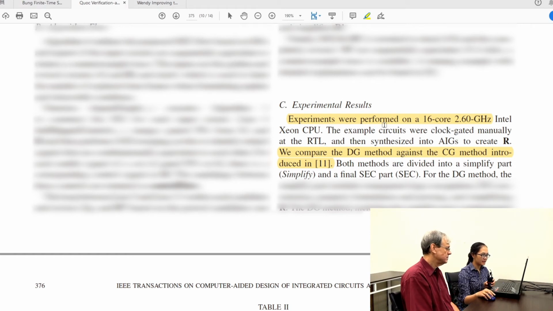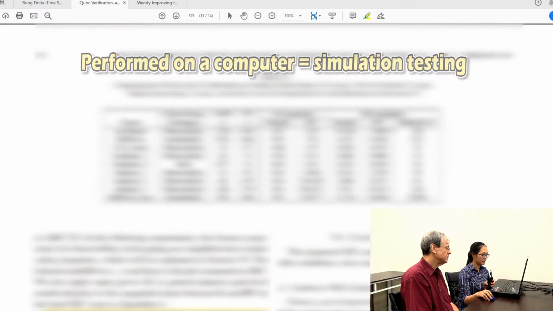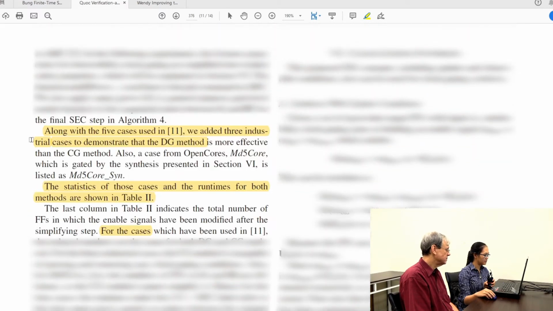We start at 5C, the experiment result. First they talk about the testing methods they perform on this machine, and then they compare with the other methods. So it's testing components, and they also talk about five cases along with three industrial cases. So it's also the testing methods component. That's what they're going to compare against: five cases plus three industrial cases compared with their method.